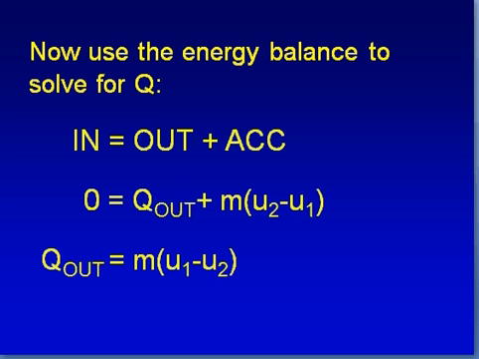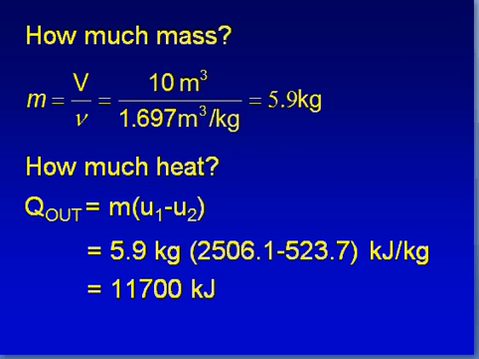We'll use the energy balance to calculate Q that we had to put in. So in equals out plus accumulated. No work coming in. The heat is going out, so 0 in equals Q out plus mass times delta U. Our Q equals mass times U1 minus U2, or minus delta U. In order to solve it, we have to know how much mass we had. Well, we knew the total volume was 10 meters cubed. Divide that by the specific volume and get 5.9 kilograms.